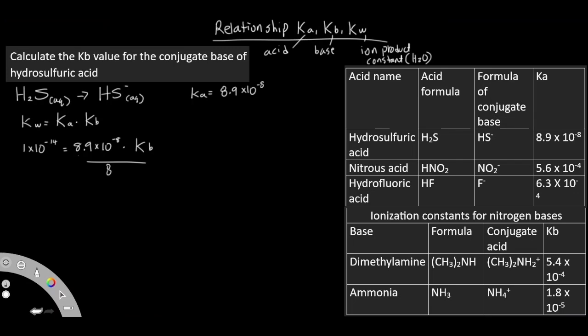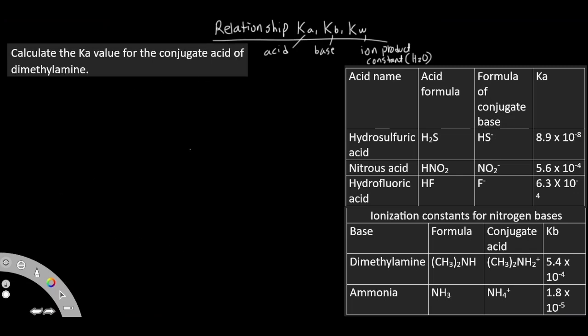So this is a simple isolation. Now we just divide it by 8.9 times 10 to the negative 8, divided by 8.9 times 10 to the negative 8. Okay, cancel these out. What do we end up getting for a Kb value? We're getting 1.12. We'll just do it in 2 decimal places, times 10 to the negative 7. That's the answer. Let's have a look at this question over here.